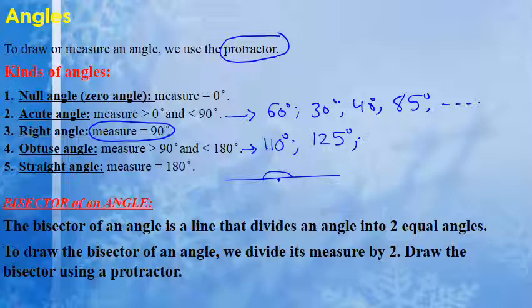Now, if we have an angle, how can we draw the bisector of an angle, or what do we mean by the bisector of an angle? The bisector of an angle is a line, so we should draw a line. This line divides the angle into 2 equal angles. To draw the bisector of an angle, we divide the measure by 2 and we always draw the bisector of an angle using the ruler, which is the protractor.